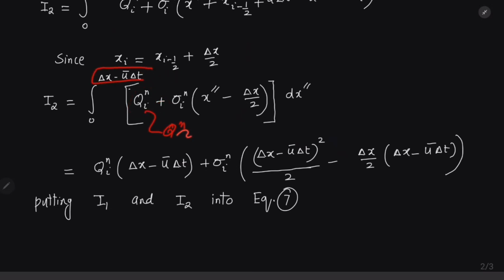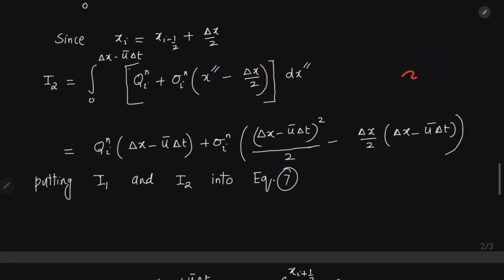So we get the integration q n x double dash, and we put the lower limit and the upper limit delta x minus u bar delta t. So this becomes delta x minus u bar delta t. Similarly, when we solve this variable, we get x double dash square by 2, and we have the lower limit and we have the upper limit minus u bar delta t. So we get this term. Then the last term is just a constant, and we get the last term over here.